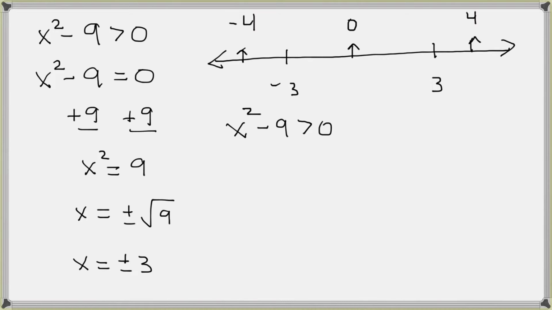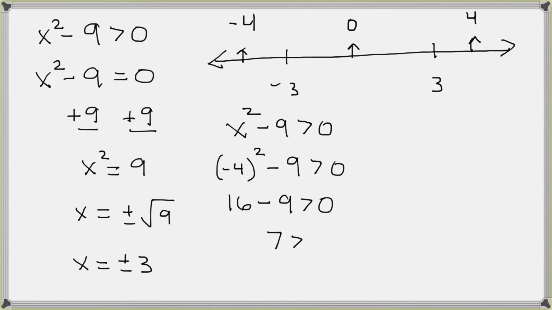So first off, I am going to substitute a negative 4 in for x and see what I get. Keep solving that out. Negative 4 squared is positive 16. And I wind up with 7 is greater than 0. So if you were after the solution of the inequality, if that's all you cared about, then you would know that not only is negative 4 a solution to that inequality, but every number on that piece to the left of negative 3 would also be a solution.